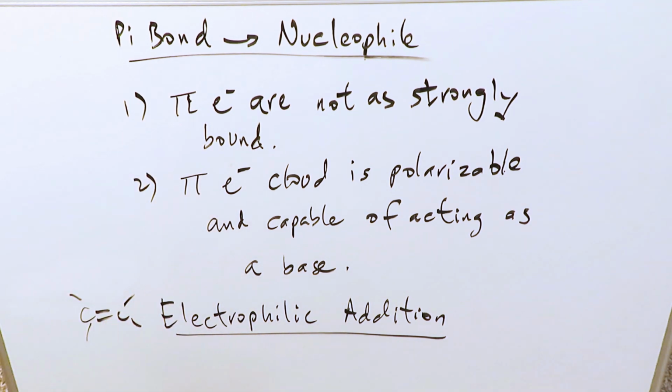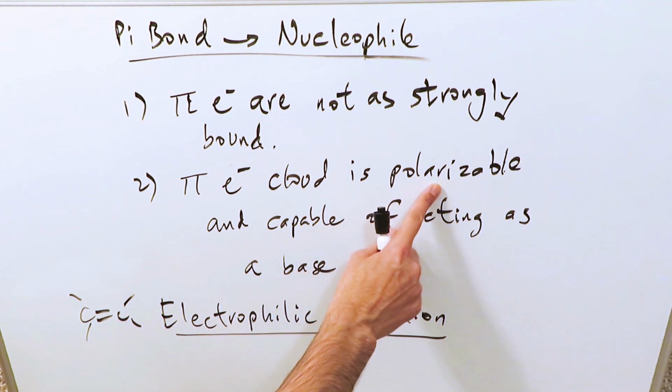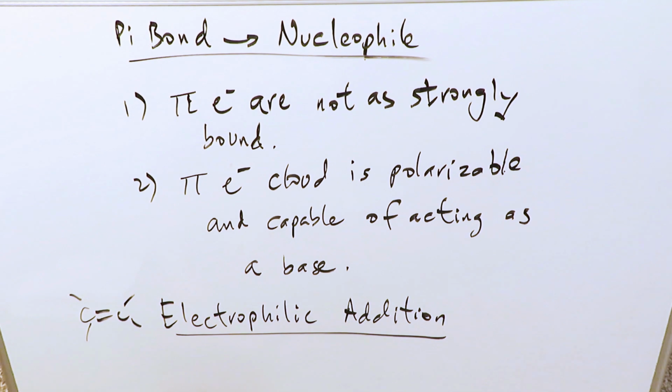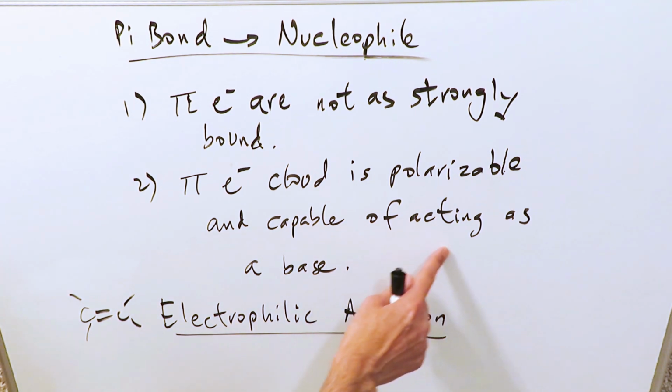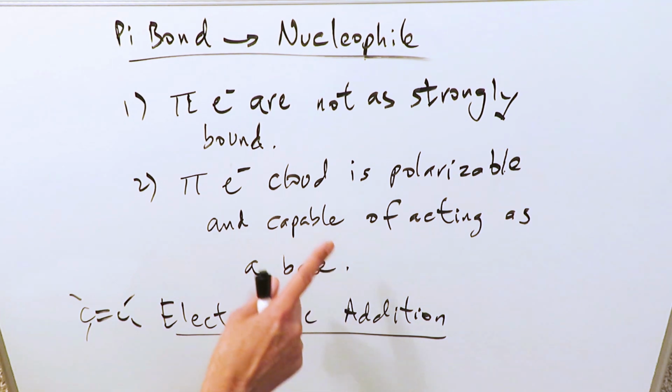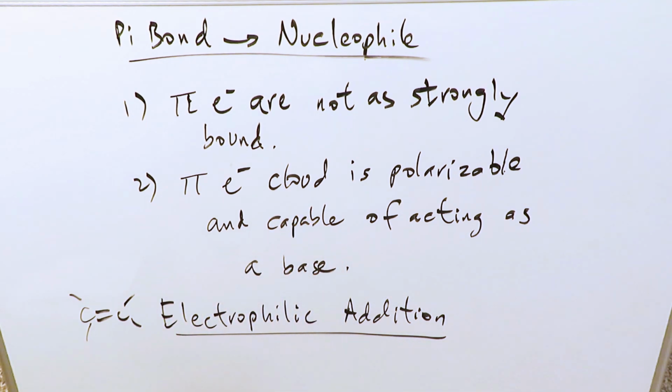Consider also this, the pi electron cloud, which is located above or below the plane of the sigma bond. It is polarizable, therefore, because of the flexibility of those electrons which form that pi bond, they are able to act as a base, which means they can behave as a nucleophile, and then you can see an electrophilic addition reaction occur. We will look at that as well. These are 2 points that you must understand and notice right here before we look at the mechanism behind it.